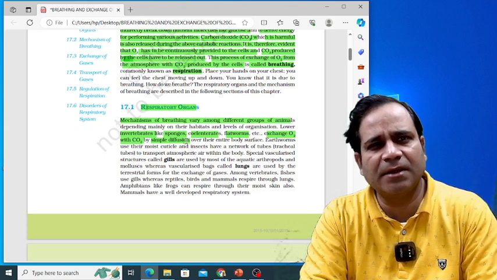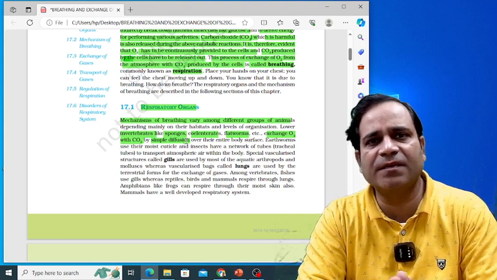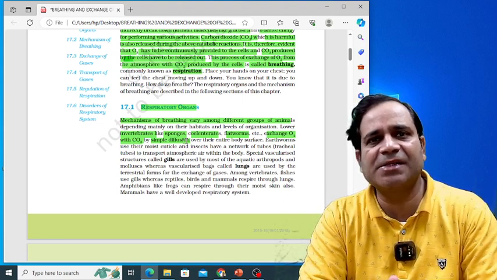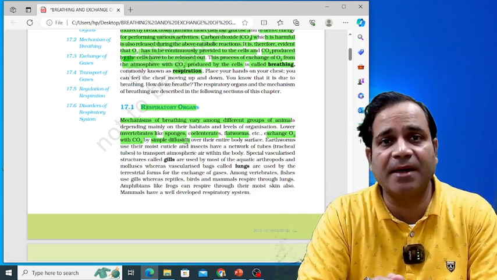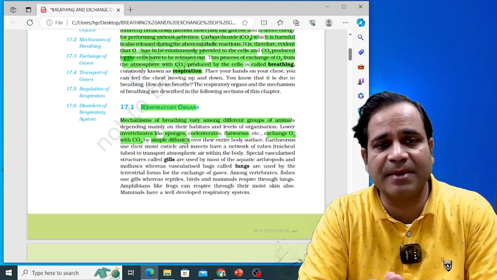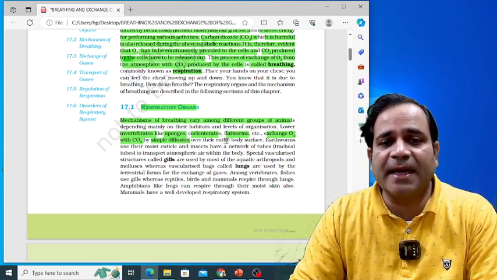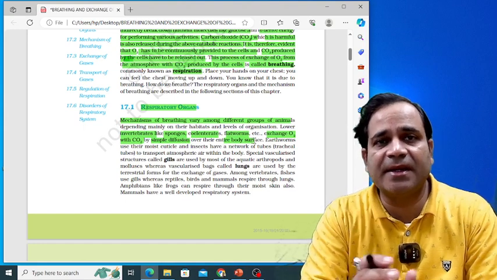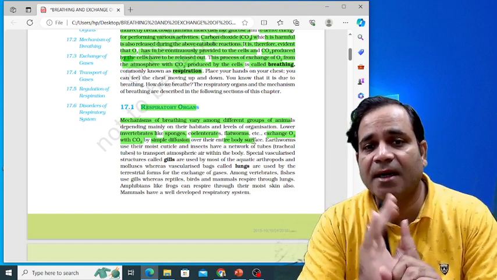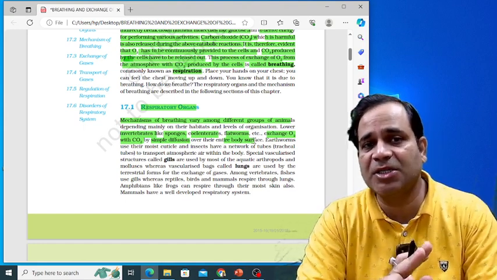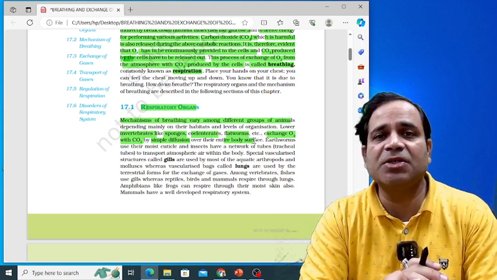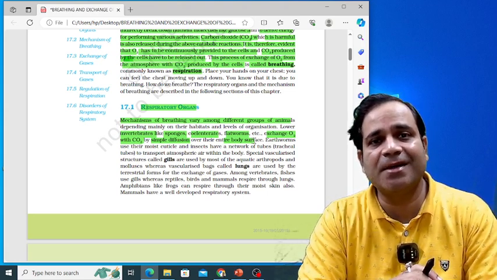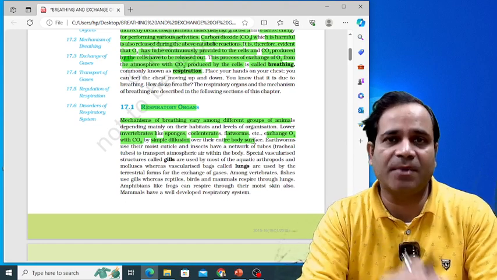And diffusion means the flow from higher concentration to lower concentration, my dear, without any selective permeable membrane. So over the entire body surface, whatever the invertebrates like sponges, coelenterates, and flatworms, they all exchange O2 by simple diffusion over their entire body surface, my dear.